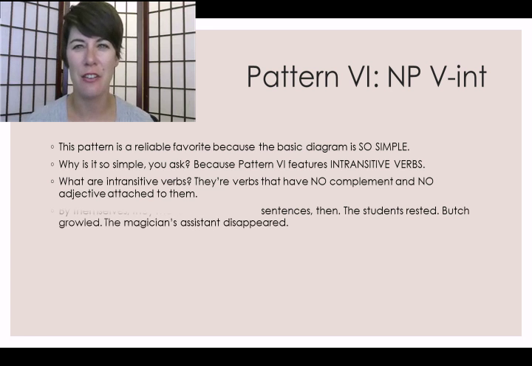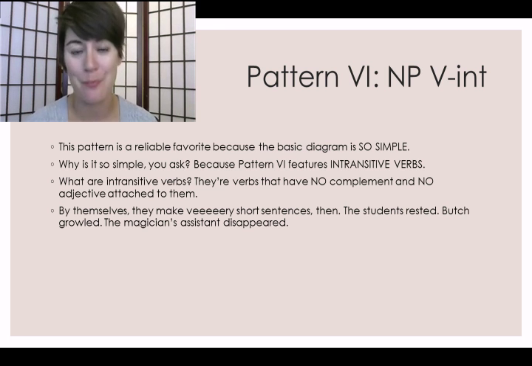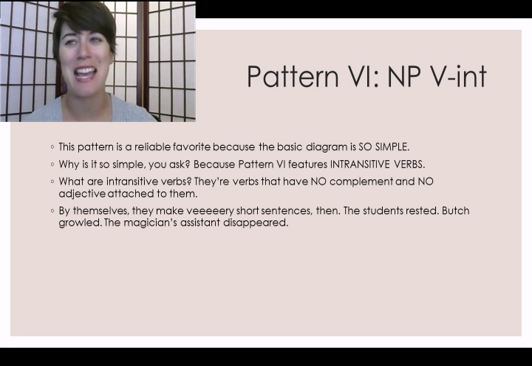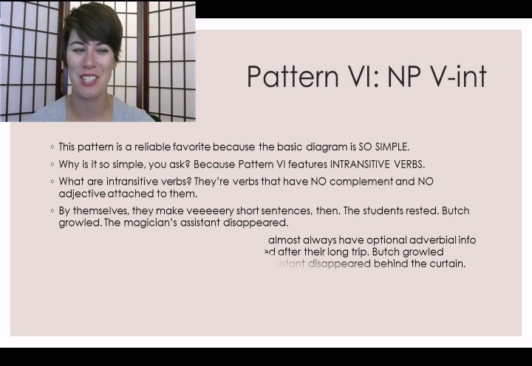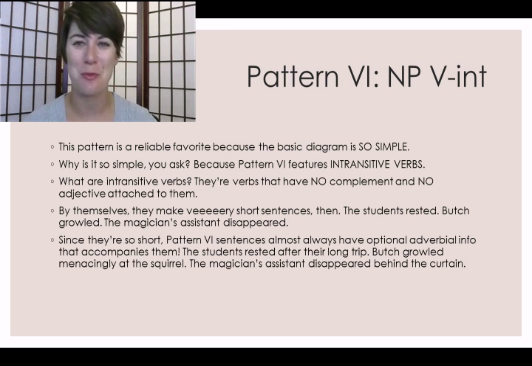So by themselves, they are very, very short when they come in sentences. The students rested. Butch growled. The magician's assistant disappeared. So they're very short. They don't have a complement. They don't have an object, nothing. Since they're so short, these pattern 6 sentences almost always have optional adverbial information that comes along with them. I'll modify those 3 previous sentences. The students rested after their long trip. Butch growled menacingly at the squirrel. The magician's assistant disappeared behind the curtain.